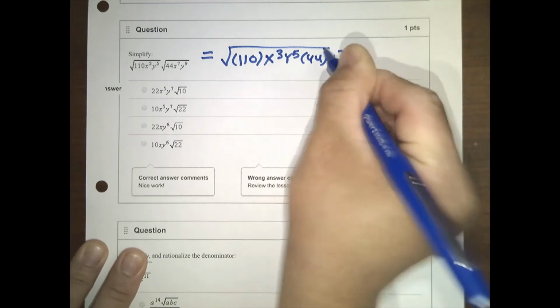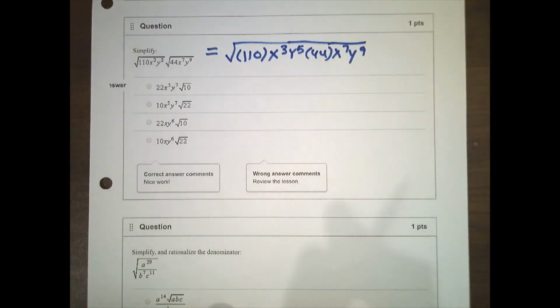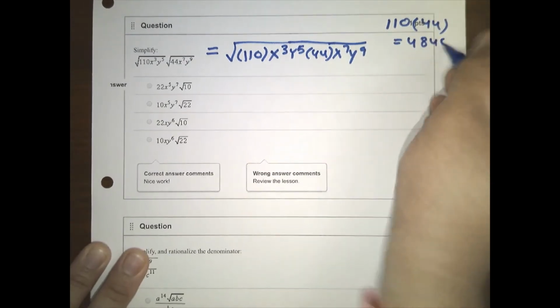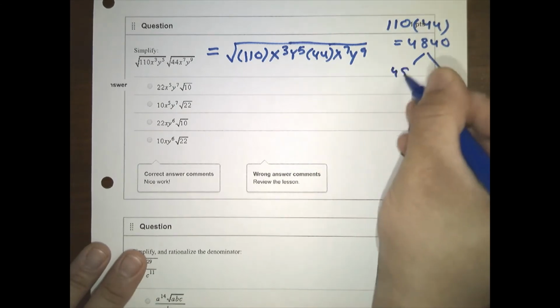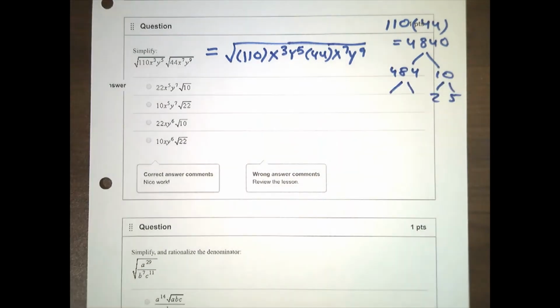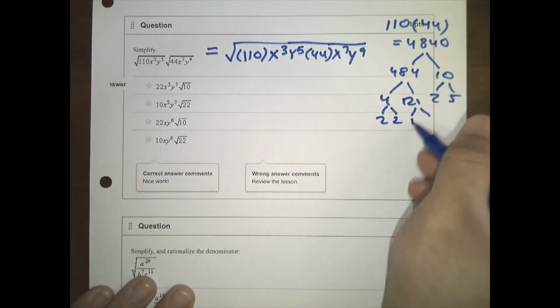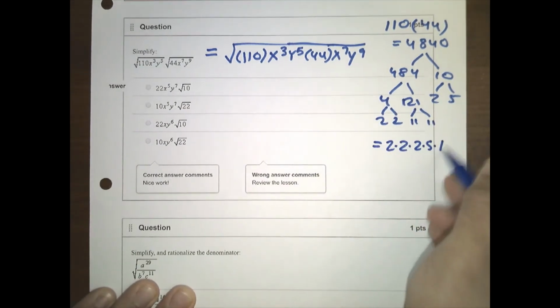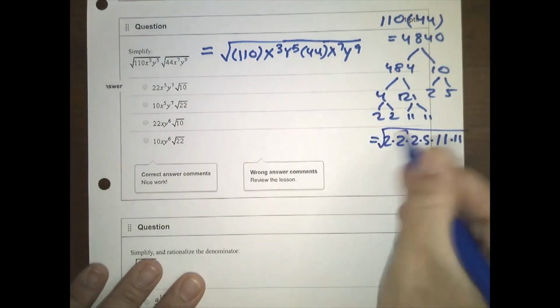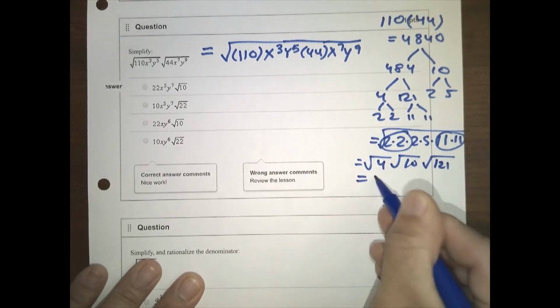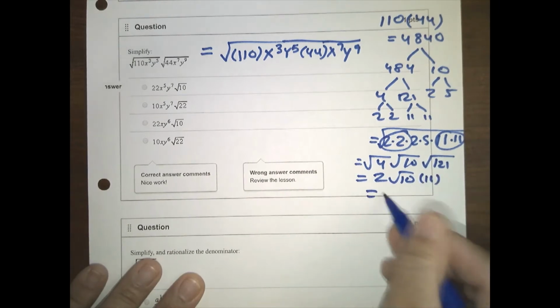By the way, remember that I really don't need to multiply the 110 and 44 together, because if I do, I get 110 times 44 is 4840, and then I would still need to do prime factorization. So like 484 times 10, and then 10 is 2 times 5, and then 484 would be, what's that, like 4 times 121, and 4 is 2 times 2, and 121 is 11 times 11, so that will be 2 times 2 times 2 times 5 times 11 times 11, and I would get the 2 2s and 2 11s, so square root of 4 times square root of 2 times 5 is 10, and then square root of 11 times 11 is 121, so that's 2 square root of 10 times 11, and 2 times 11 is 22 square root of 10.